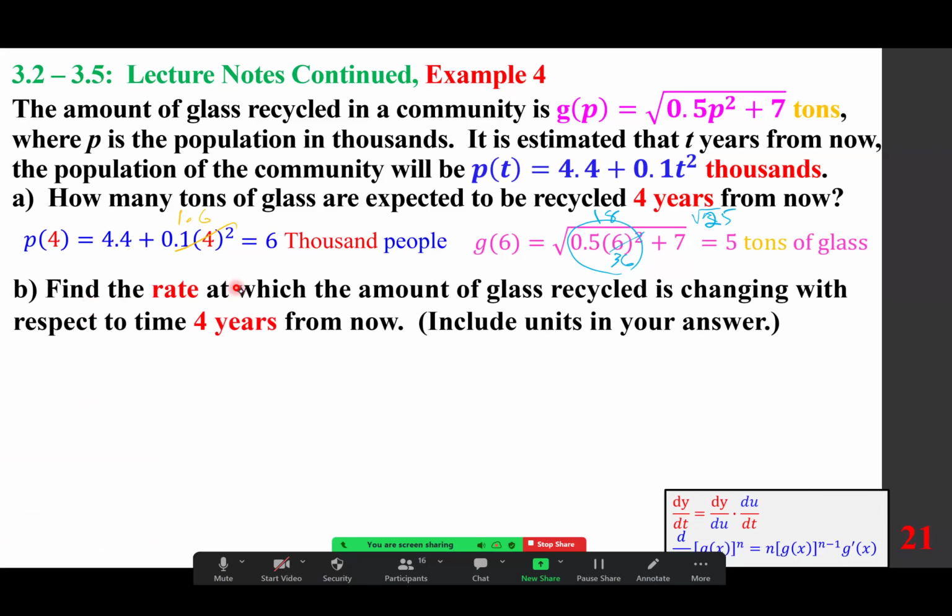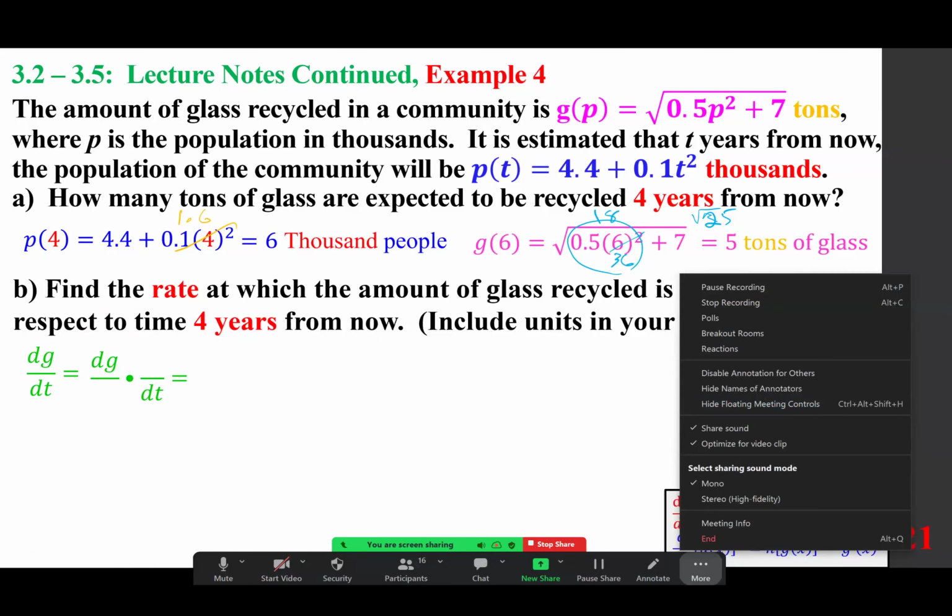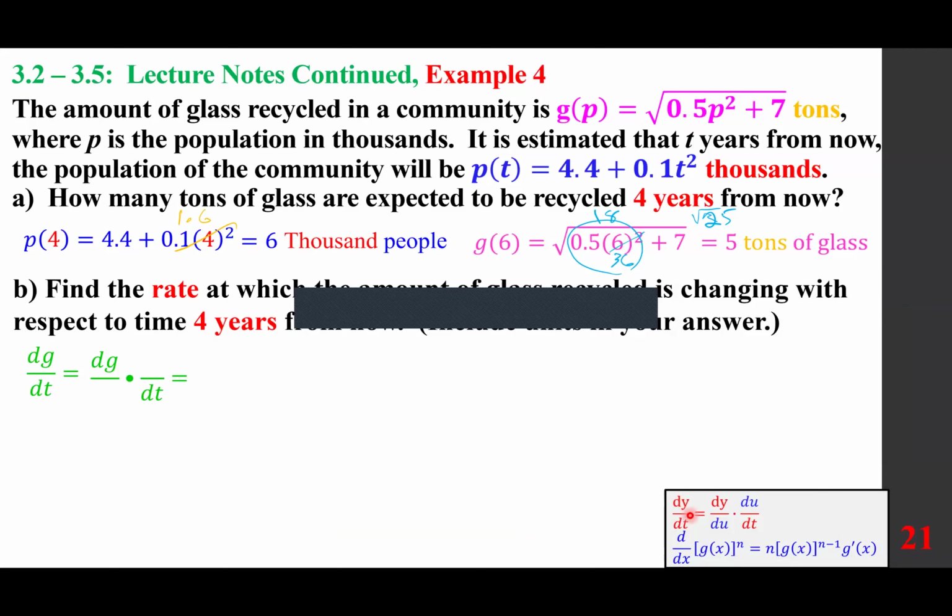Find the rate at which the amount of glass recycled is changing with respect to time 4 years from now. Of course, as always, you have to include units. So we want dG/dt because we are referring to the rate at one point in time. And I'm going to write it in this fashion, reminding you of Leibniz's notation. dy/dt is dy/du times du/dt. So I want dG/dt, and I'm going to write it in this format.